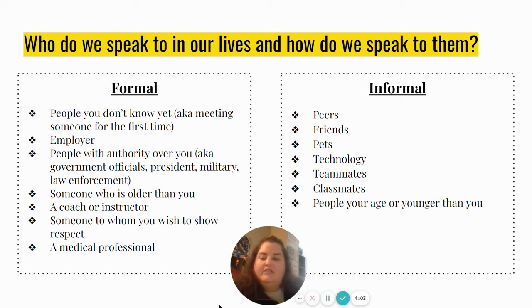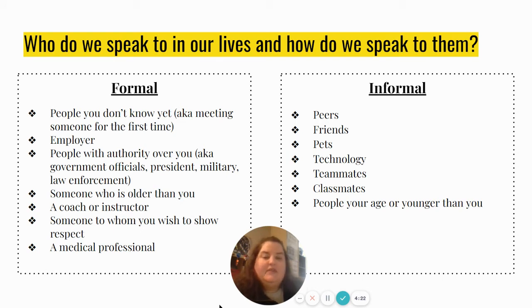And then also medical professionals. Okay. So that could be your dentist, or it could be your regular doctor that you go see, or if you see a specialist, a chiropractor. I'm trying to think of other medical professionals. I don't know of any.